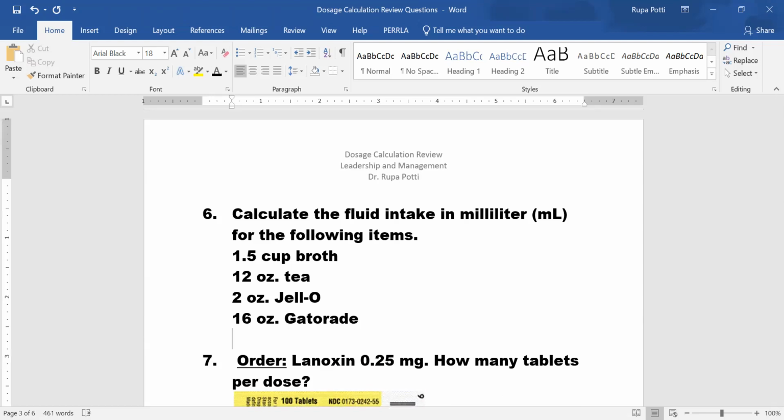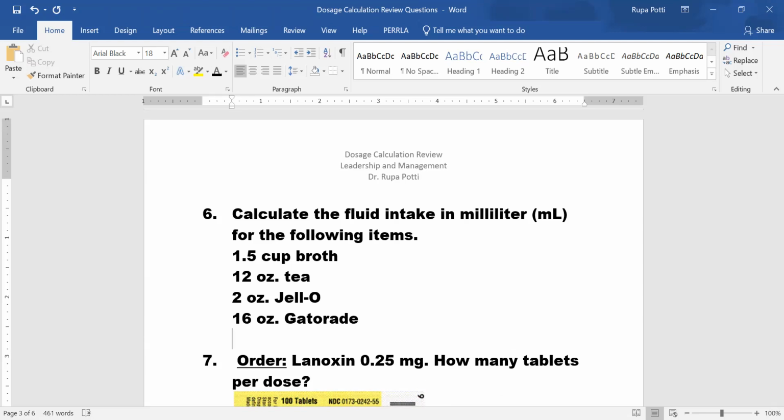So we have another problem which we will be looking at. Here again, you have to calculate the intake. Now you have one and a half cups of broth, 12 ounces of tea, 2 ounces of Jello, and 16 ounces of Gatorade. So now this is what you'll be doing.